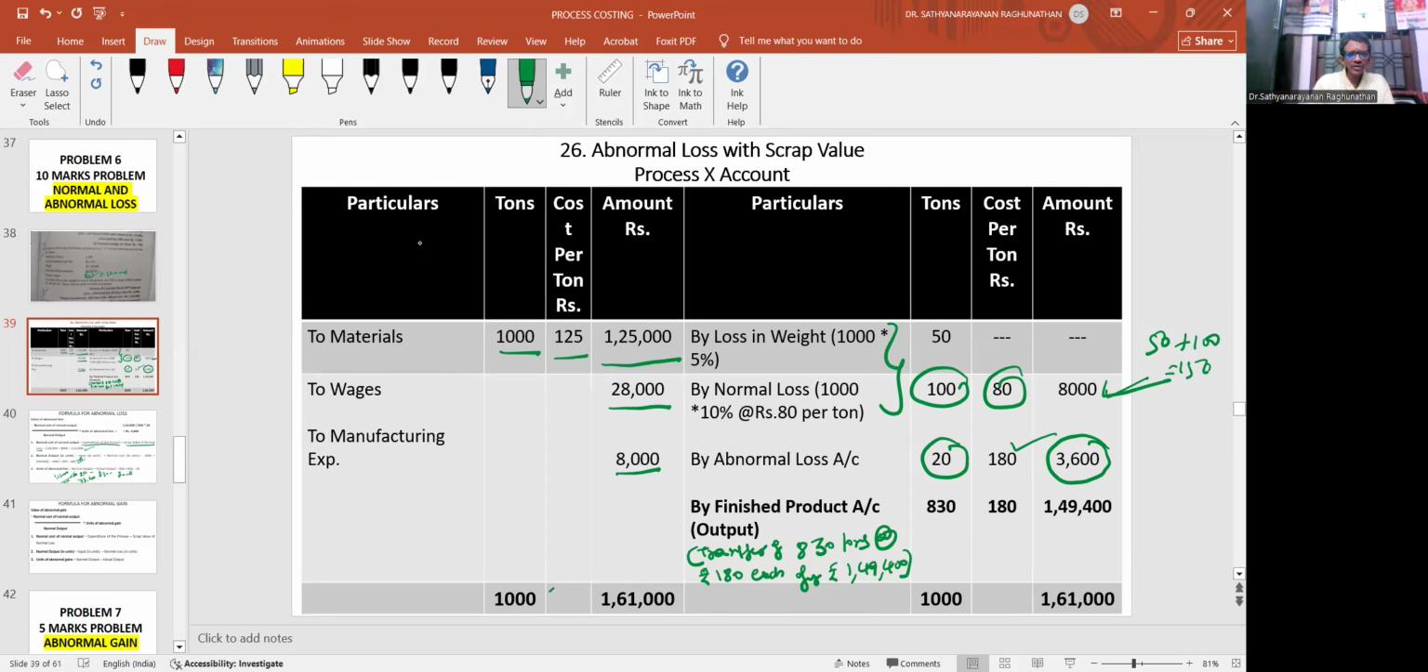In the next session, we are going to discuss about the abnormal yield. Just take a screenshot of this.